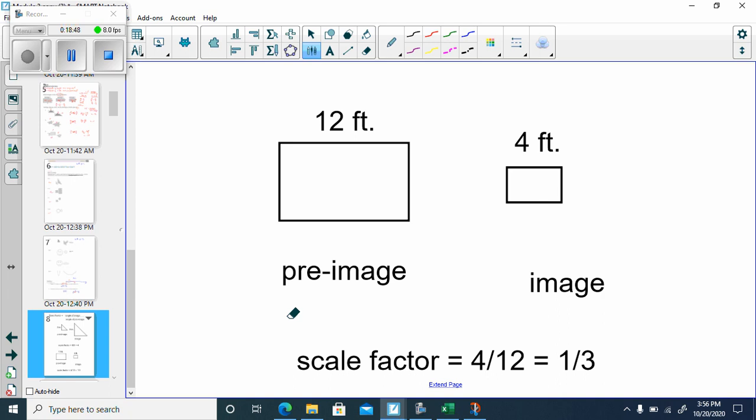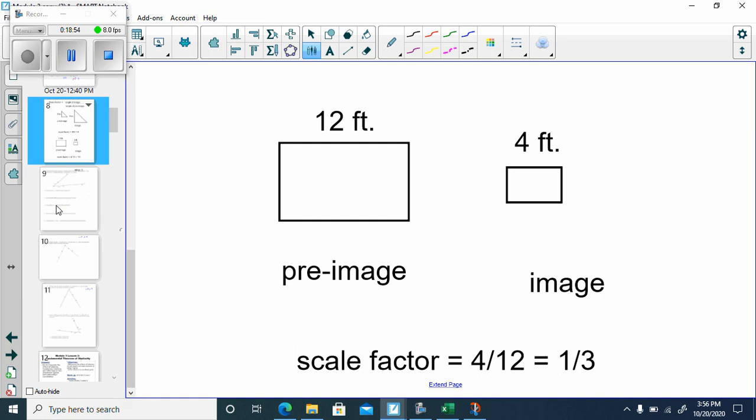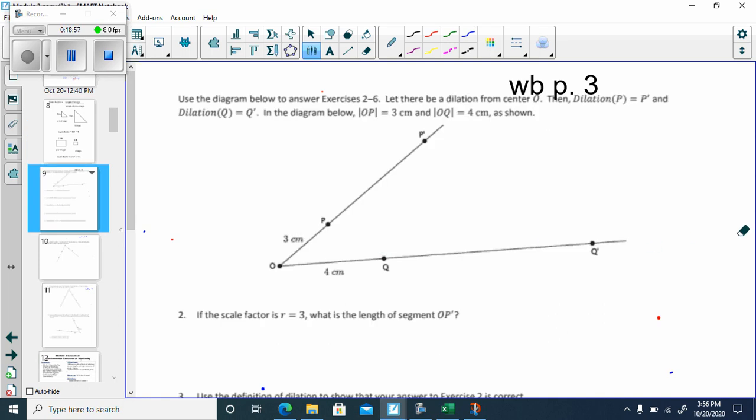What if it has a scale factor of 1? Then it shouldn't change, should it? Okay, it should simply be 1. Okay, now let's look at this one. This is workbook page 3.